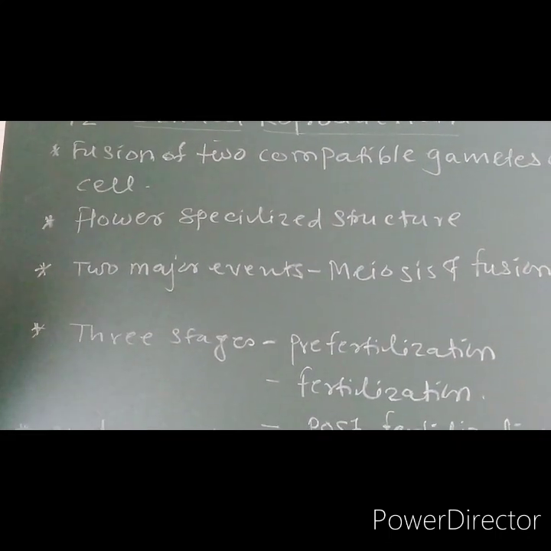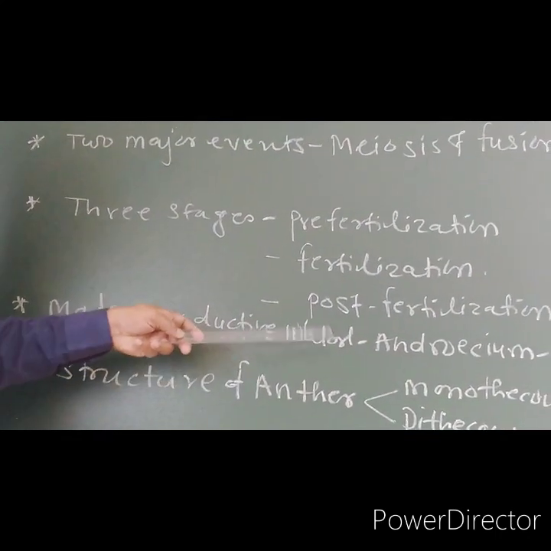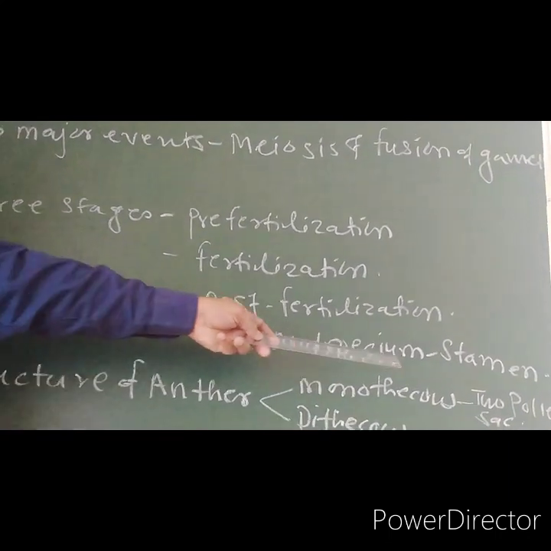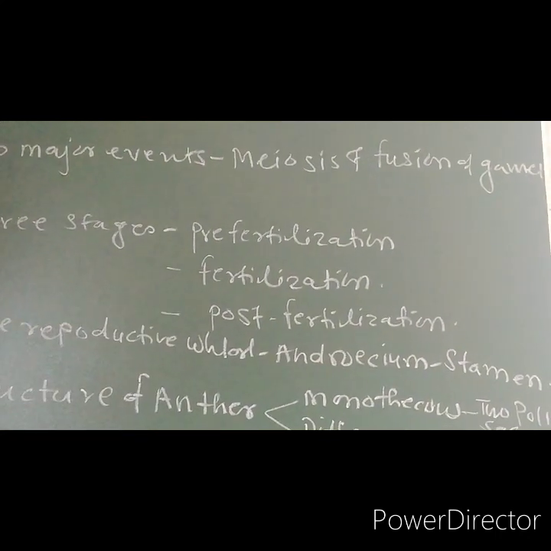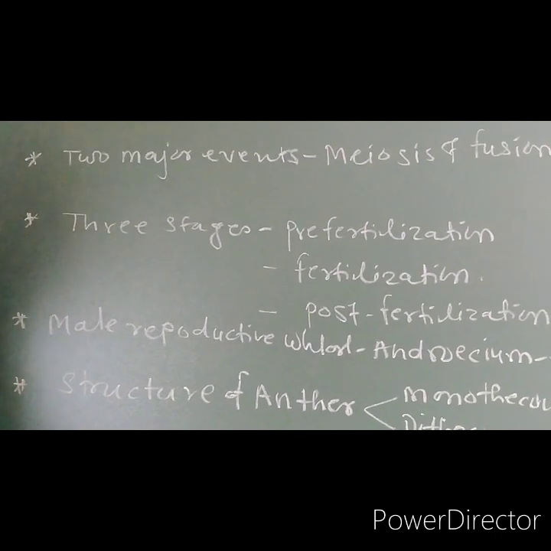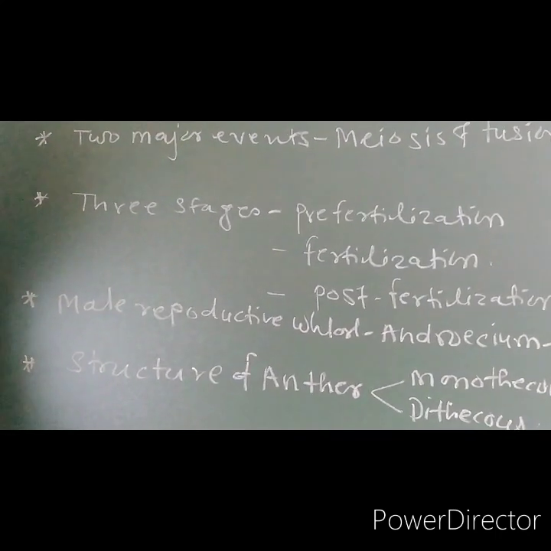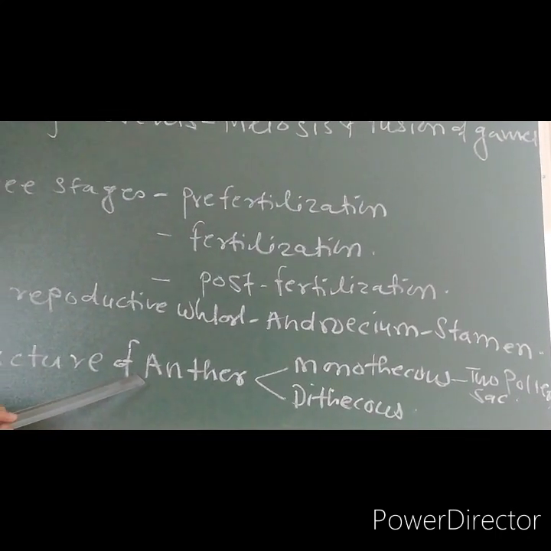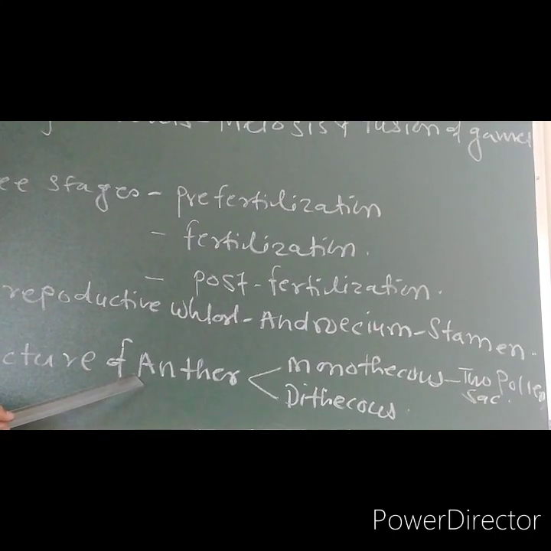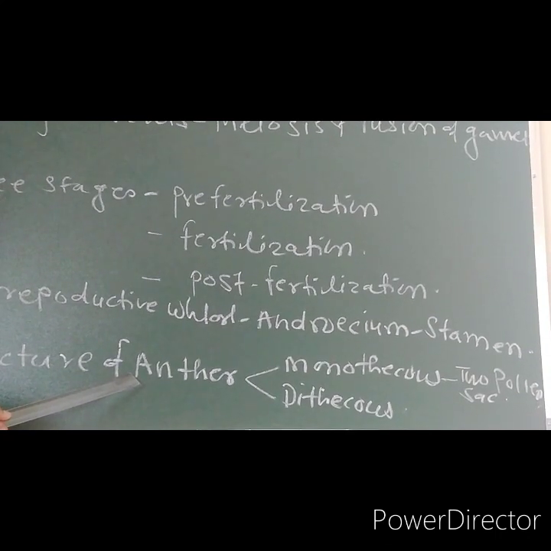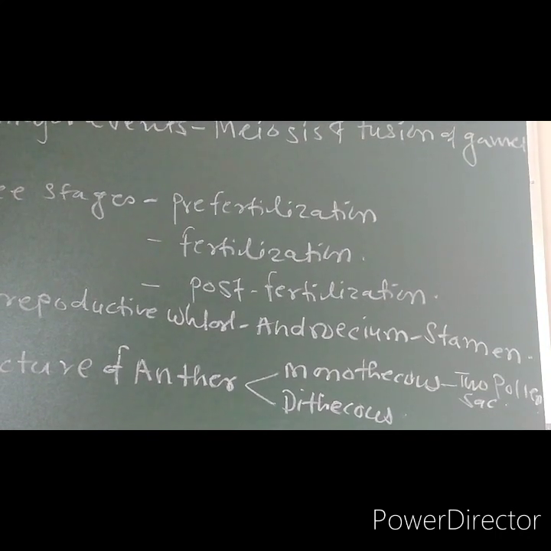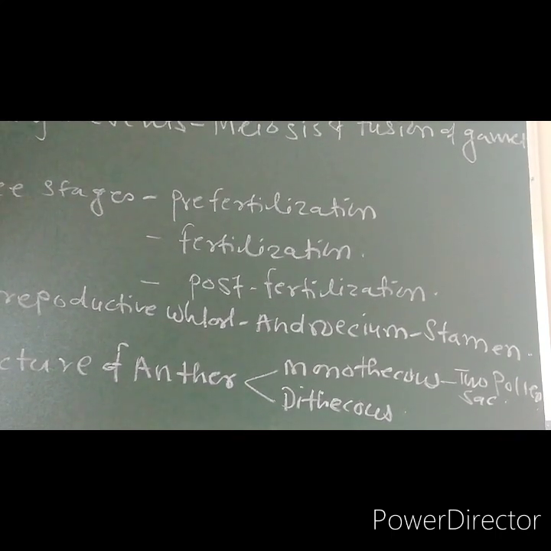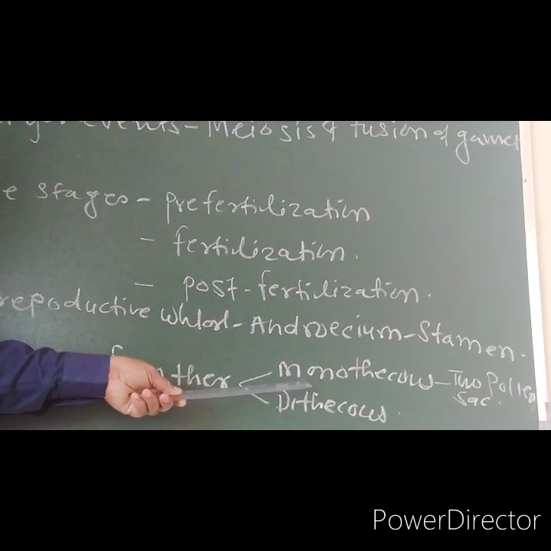The male reproductive whorl of the flower is the androecium, and an individual member of the androecium is called a stamen. Each stamen consists of filament, connective and anther. Now we will study the structure of the anther. Each anther is represented by a group of parenchymatous tissue surrounded by a single layered epidermis. An anther may be monothecous or it may be dithecous.